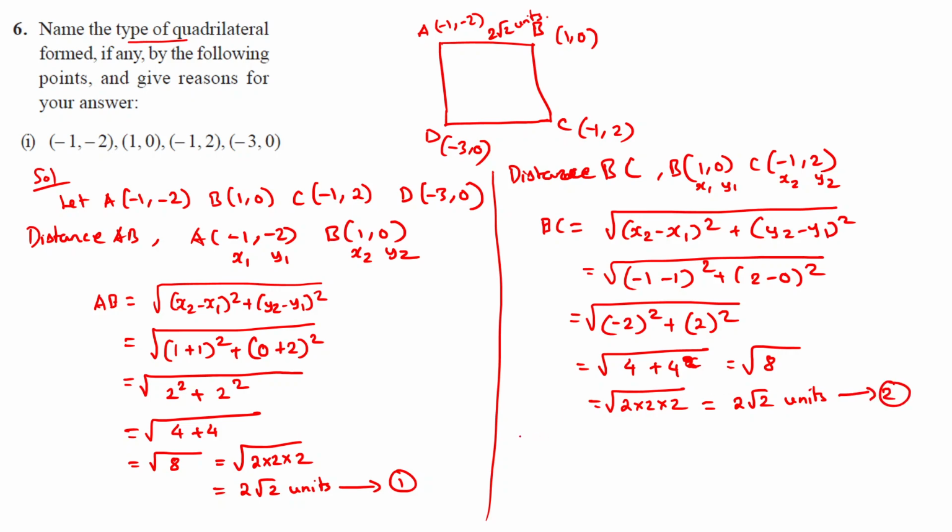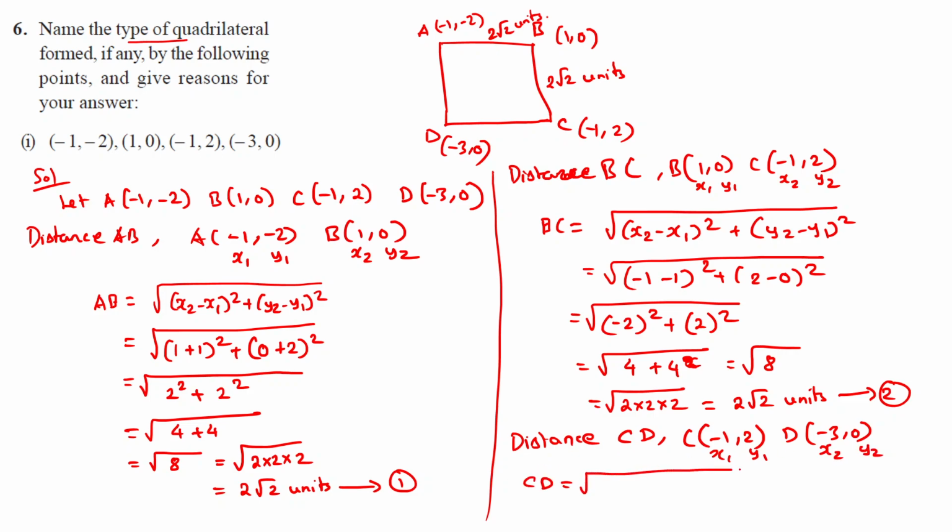Okay, from the second equation, we came to conclude that the distance of BC or length of BC is 2 root 2 units. We are getting the same value as AB. Now we need to find the CD distance. CD. So what are the coordinates? C is minus 1 comma 2 and D is minus 3 comma 0. X1, Y1, X2, Y2. Okay.